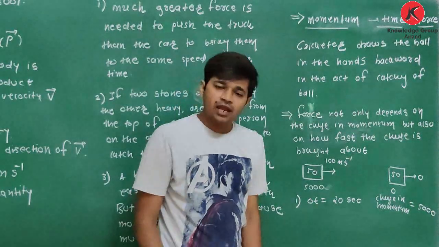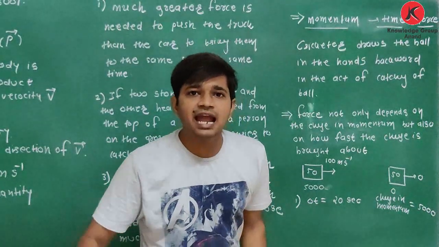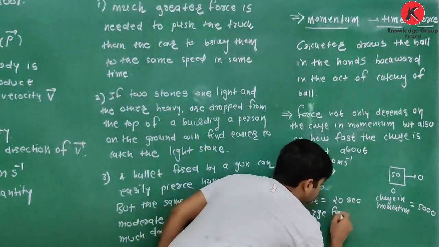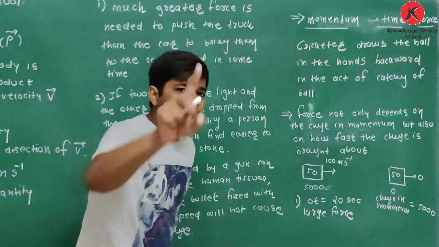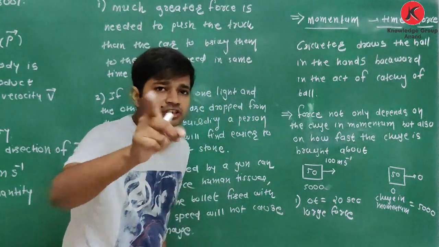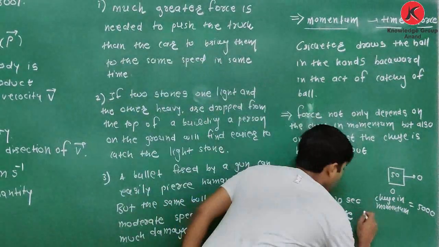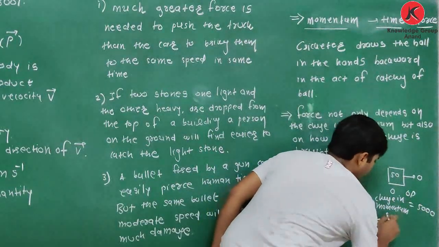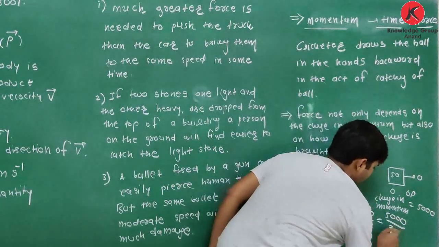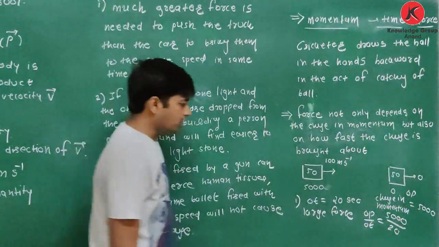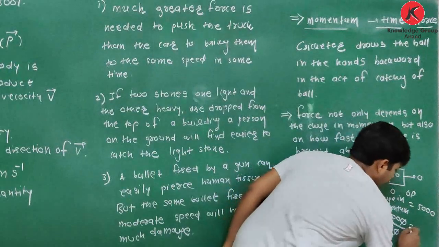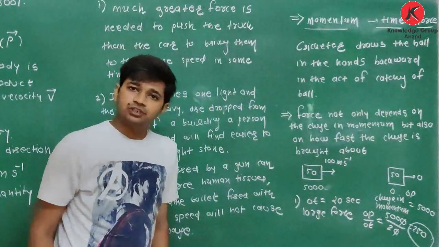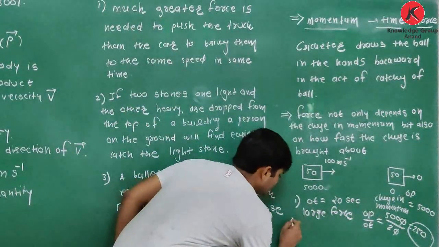Clear about this? When I apply large force, what is the change in momentum to time ratio? Delta p upon delta t. Here delta p is 5,000 divided by 20. So it is 250. What is delta p upon delta t? It is 250. Clear about this? Now the same situation.